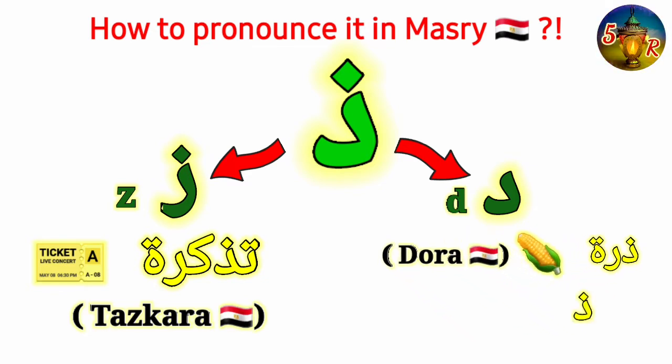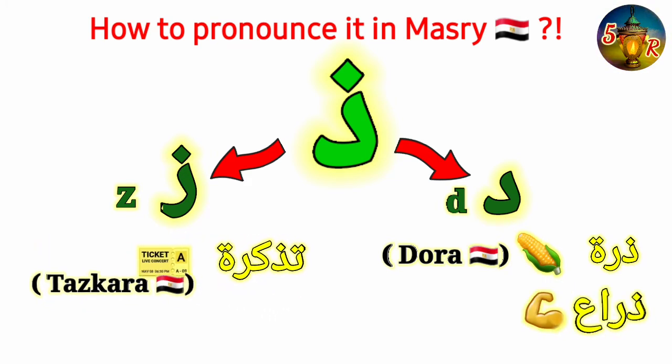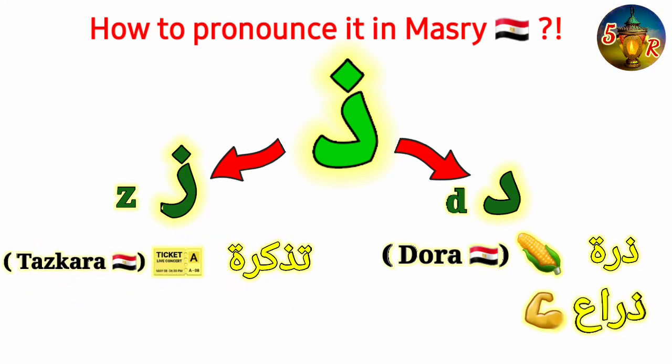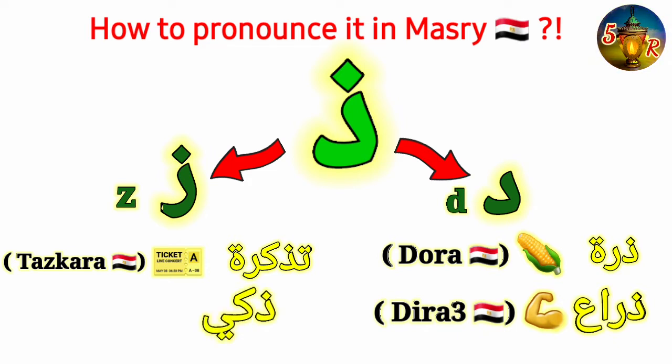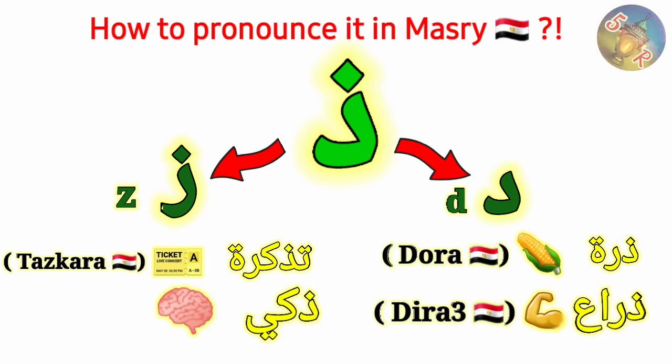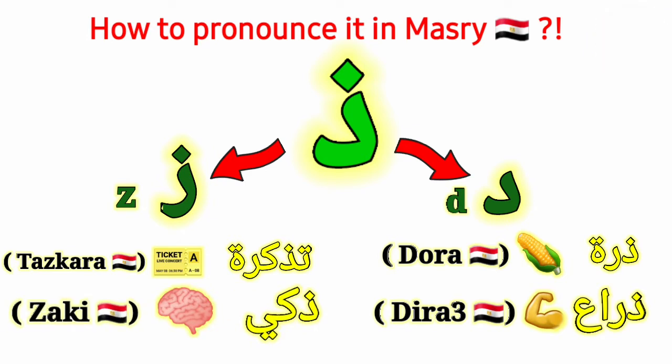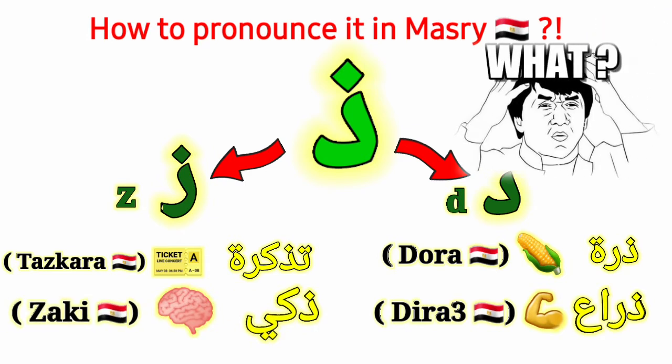For example, in my mind now, the word dhira', which means arm, with dal, dhira', in slang it is dira', it becomes da. However, for example, the word dhaki, which means smart, in slang it is zaki. And of course, now the logical question will be, how would I know in Masri when to pronounce it da and when to pronounce it just za? And the answer, you will get it with experience, because there is no rule for it, unfortunately. You'll know it only with time.